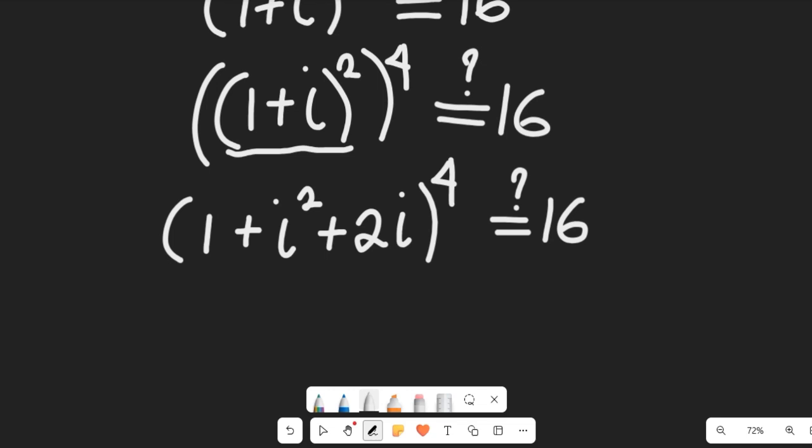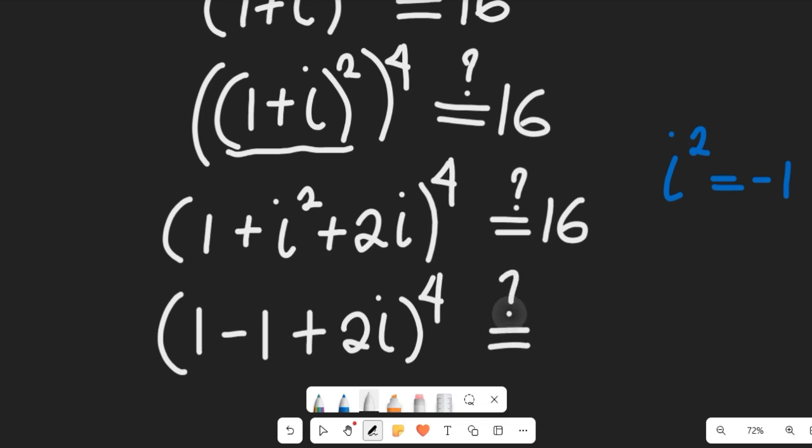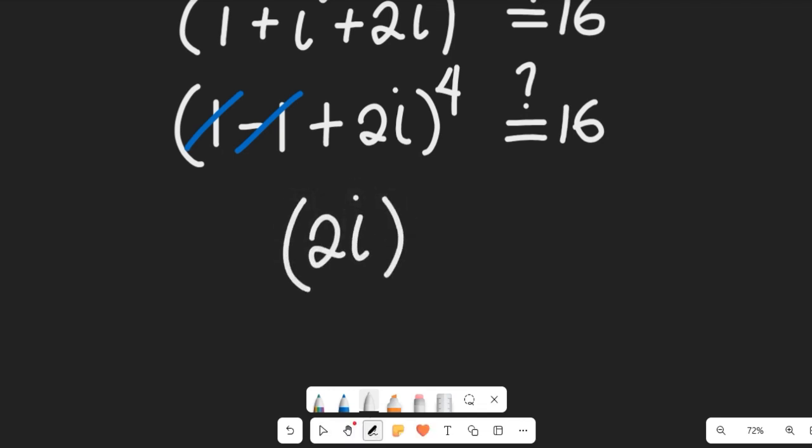Simplifying this, recall that i squared is always equal to -1. If I insert that here, I'm going to have 1 plus i squared, that is -1, plus 2i, and that will be to the power of 4. Now, will that value ever give me 16? We're going to find out. From this expression, you see that 1 will cancel out -1, and then we'll have (2i)^4. Will it be equal to 16?